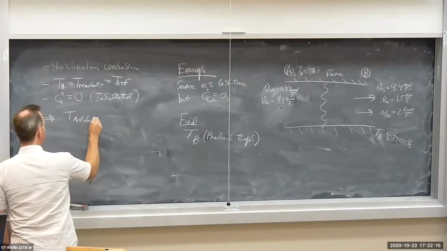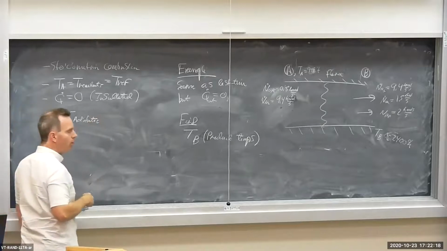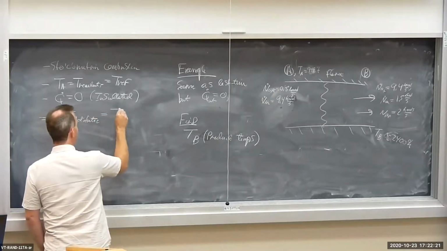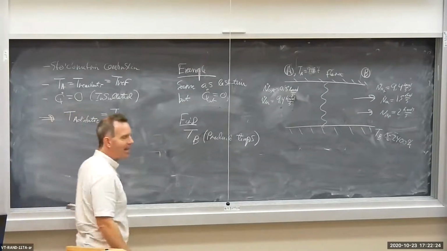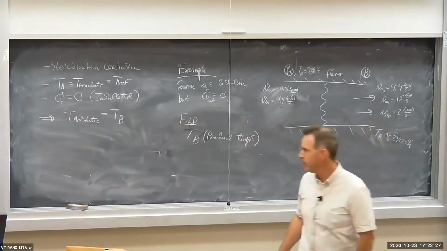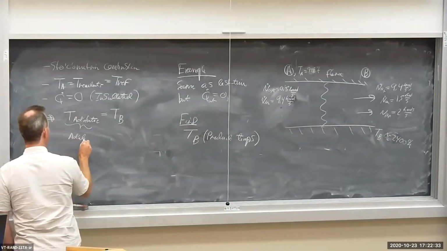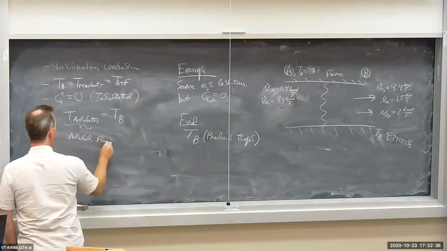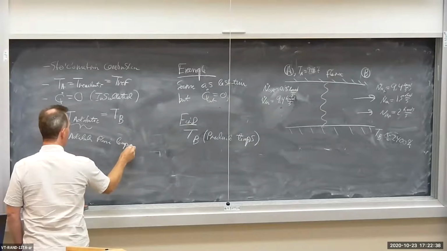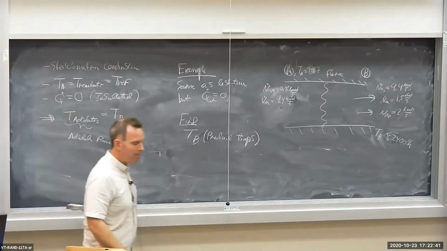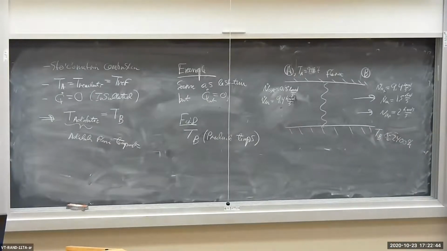Adiabatic, because there's no heat transfer. T adiabatic is equal to TB. Adiabatic flame temperature. It is the temperature of the exhaust when there's no heat transfer, stoichiometric combustion, and inlets at the reference state. The outlet temperature is equal to the adiabatic flame temperature. That's what we call this outlet temperature.